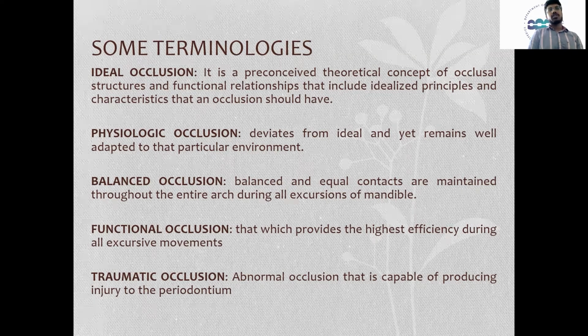Next is the functional occlusion. That type of occlusion which provides the highest efficiency during all excursive mandibular movement is called functional occlusion. Finally comes traumatic occlusion, which is usually an abnormal type of occlusal relationship which is capable of producing injury to the periodontium and the supporting structures around the tooth.